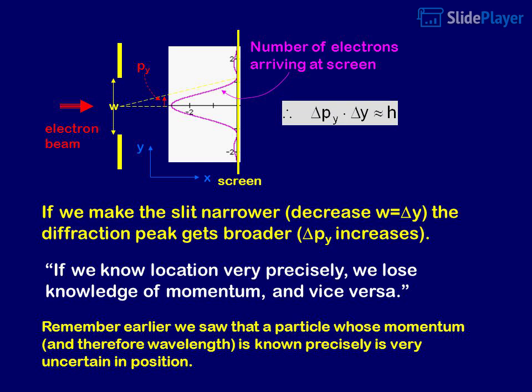If we make the slit narrower, decreasing w, the diffraction pattern gets broader and p_y increases. If we know location very precisely, we lose knowledge of momentum, and vice versa. Remember earlier we saw that a particle whose momentum, and therefore wavelength, is known precisely is very uncertain in position.